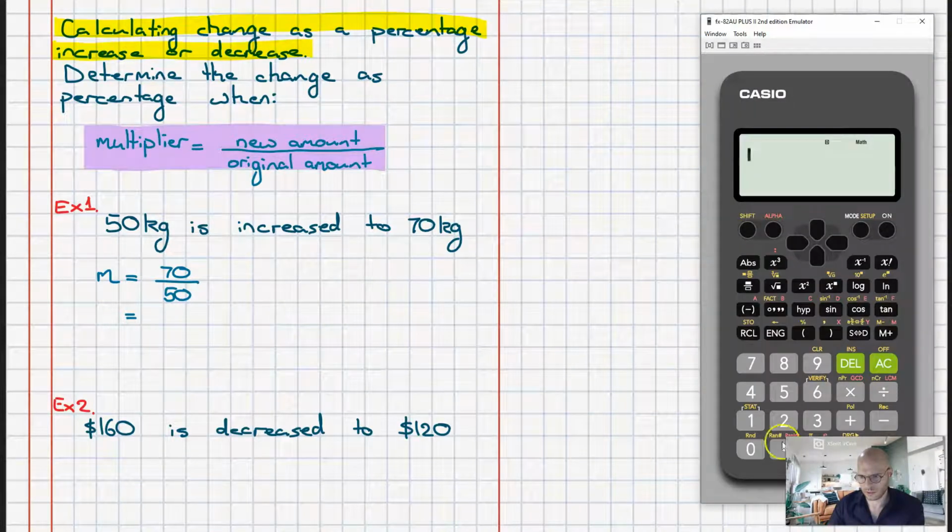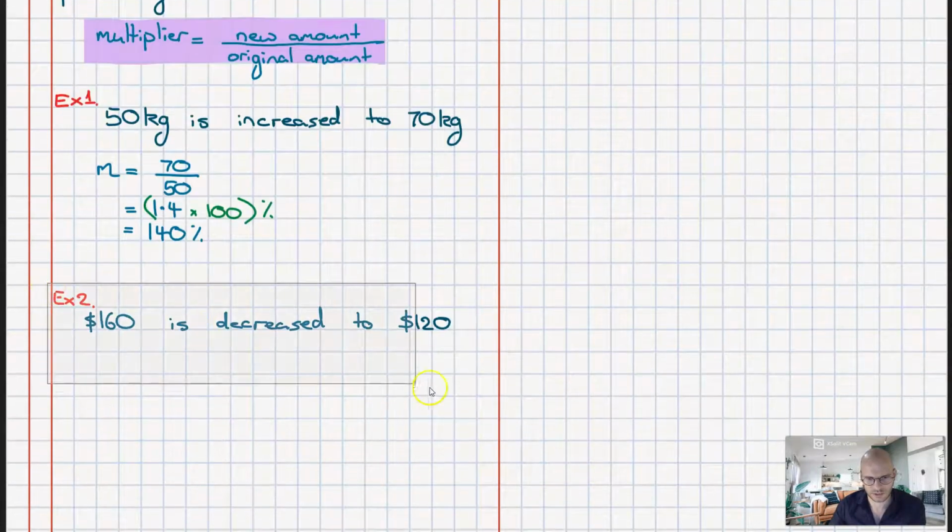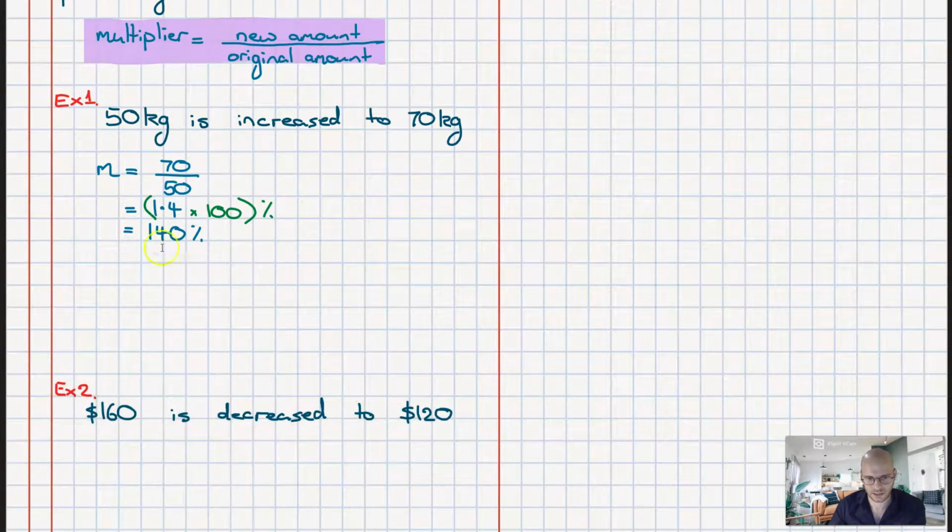Now next step is we bring up the calculator and put in 70 divided by 50. This tells us we have a multiplier of 1.4. As a percentage, this is 1.4 times 100 percent, so this will be 140%. So the multiplier is 140%, but we want to know what the change is. It's an increase because we're above 100%. So the increase, capital I, is measured by 140% take 100%, and that comes out to be 40%. So there's been an increase of 40%.